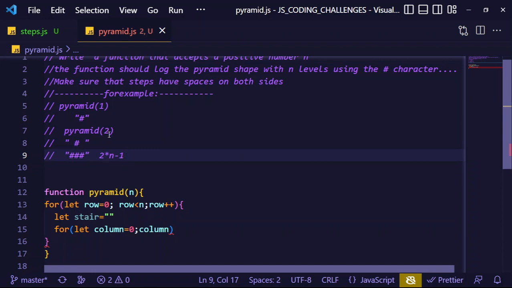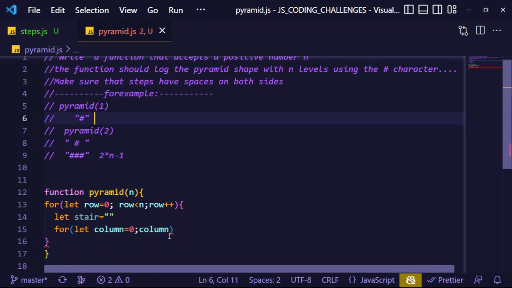So what is n? n is 2. 2 times 2 is 4. 4 minus 1 is what? Is a 3. That's why we're having 3 columns. Okay. The same would apply here. 2 times 1 is a 2. 2 minus 1 is a 1. That should be having 1 column. The same will apply to all other numbers.